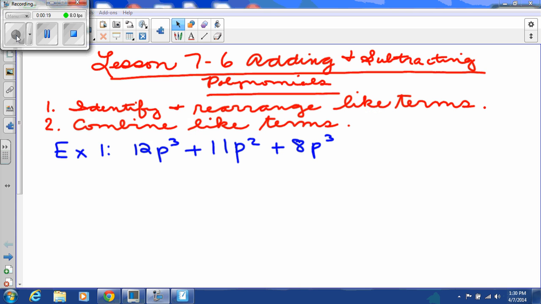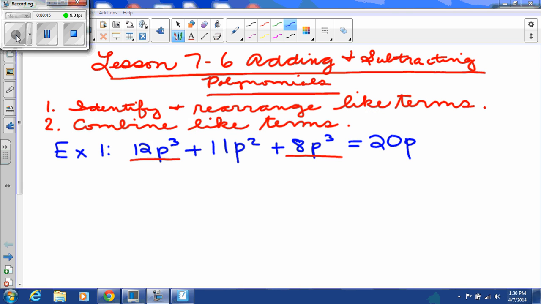This first example is a three-term polynomial. We're going to first identify any like terms. Remember, a like term is the same variable raised to the same power. In this example, we have two like terms, 12p cubed and 8p cubed. To add these like terms, you simply add the coefficients. So our answer becomes 12 plus 8, or 20p cubed, plus the remaining term, which is 11p squared.